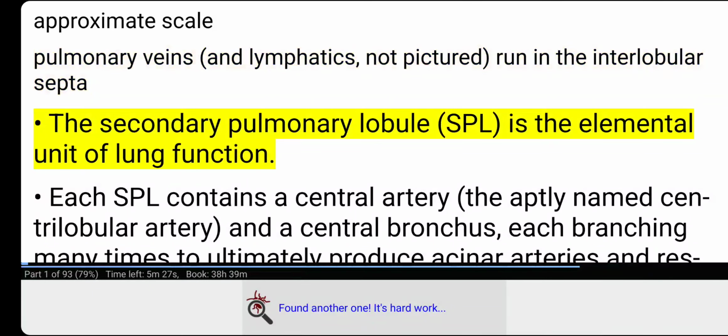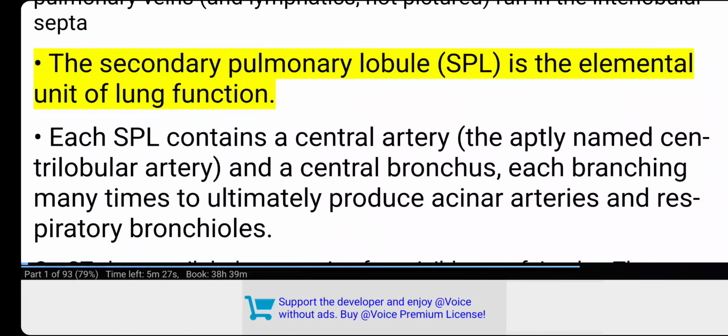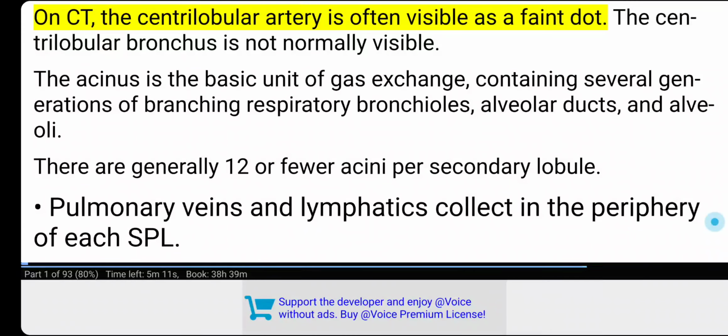The secondary pulmonary lobule, SPL, is the elemental unit of lung function. Each SPL contains a central artery, the aptly named centrilobular artery, and a central bronchus, each branching many times to ultimately produce acinar arteries and respiratory bronchioles. On CT, the centrilobular artery is often visible as a faint dot. The centrilobular bronchus is not normally visible.